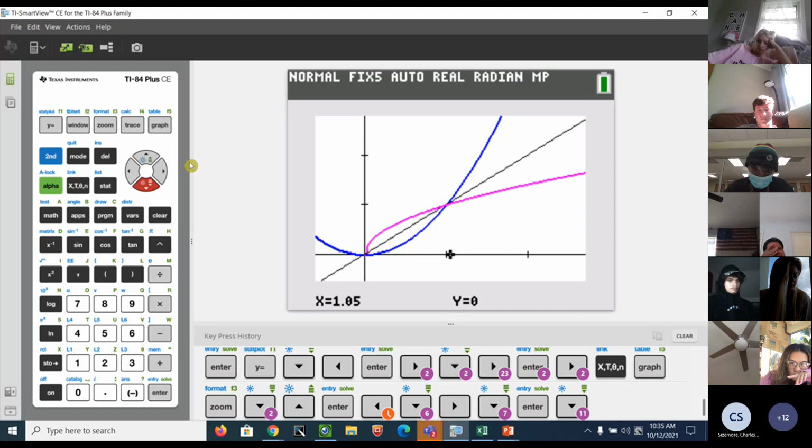But what do you see about them, the two functions around the black line? What are they of each other? Are they inverse? They're inverses, but what also are they? What do they look like?